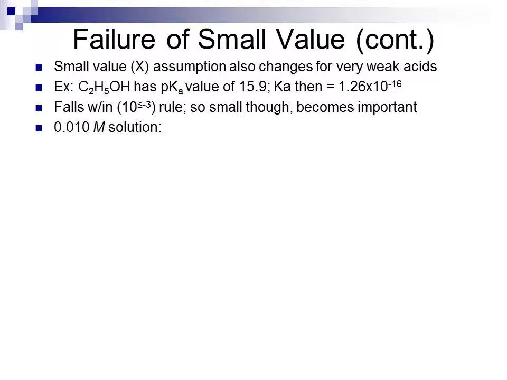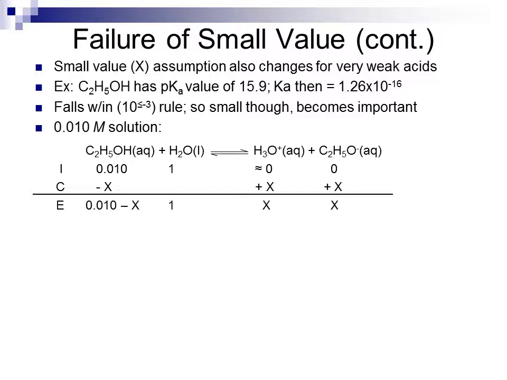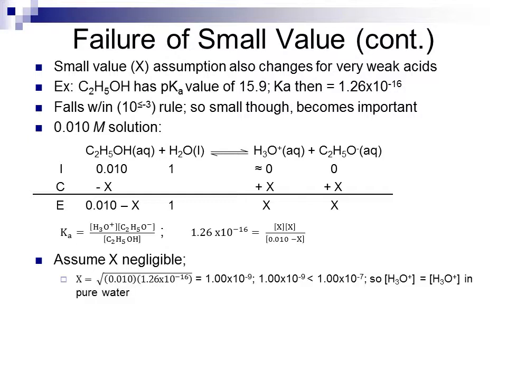In a 0.01 molar solution of ethanol, we have an initial concentration of 0.010, with initial concentrations of hydronium and hydroxide assumed to be 0. Our change will be minus X, plus X and plus X. Plug it into our equation. We get 1.26 times 10 to the minus 16 equals X squared over 0.010 minus X. If I assume X is negligible, then X is calculated to be 1 times 10 to the negative 9.